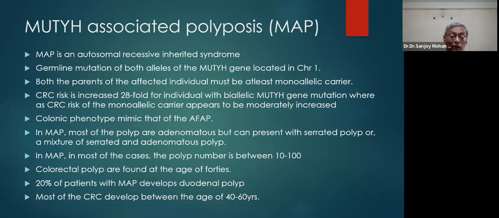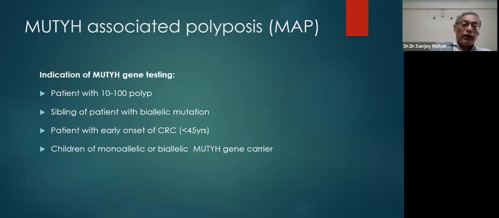20% of patients with MAP develop duodenal polyps, and most of the CRC develops between the age of 40 to 60. Indications of MAP gene testing are patients with 10 to 100 polyps, siblings of patients with biallelic mutation, patients with early onset of cancer before the age of 45, and children of monoallelic or biallelic MAP gene carriers.